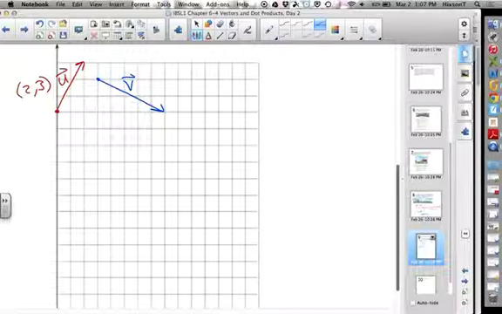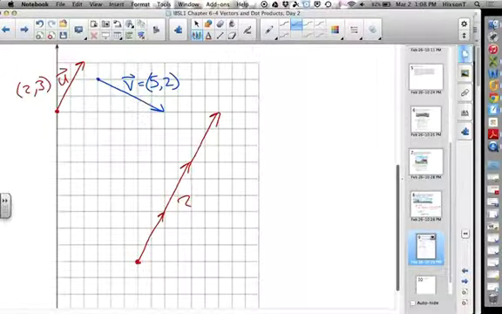Now, when you do 3u, you didn't have to do the algebra here, but it was over 2 and up 3. So you start somewhere, go over 2 and up 3, there's a u. Then over 2 and up 3 more, another u. Then over 2 and up 3, and you get another u. Or you just multiply, and you get 6, 9, and that's 3u.